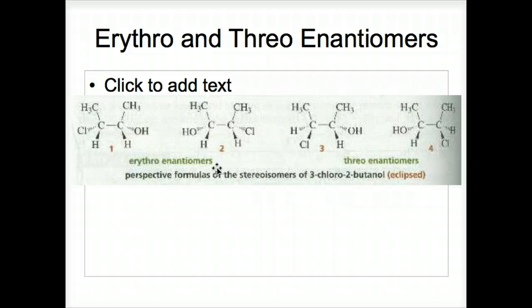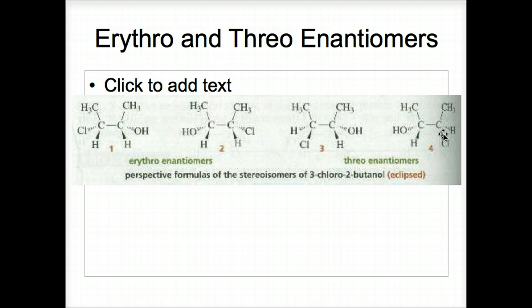They can be demonstrated if we put 3-chloro-2-butanol in the eclipsed form. And here we are back with the eclipsed form, and you can see it with this display. We have 2 to the n equal 4 stereoisomers. 1 and 2, 3 and 4 are enantiomers. 1 and 3, 1 and 4, 2 and 3, 2 and 4 are diastereomers because they are not mirror images.